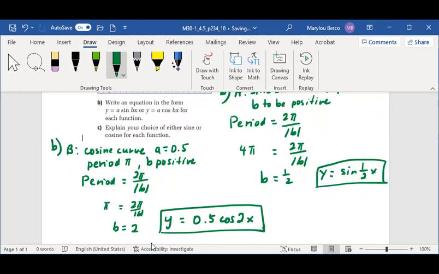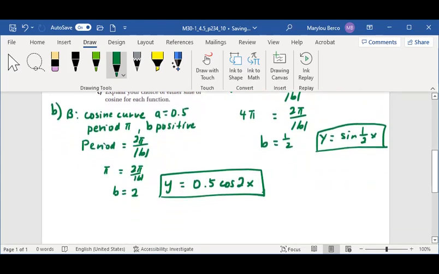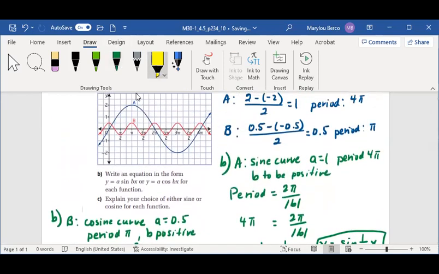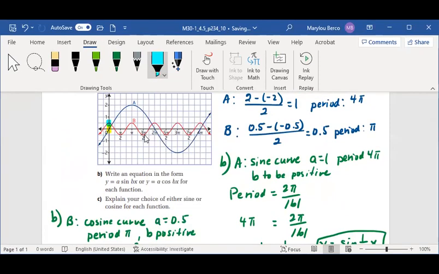Okay, part C. Explain your choice of either sine or cosine for each function. So if we take a look, for graph A, since it passes through 0, 0, the sine function is a better choice. And since graph B passes through 0, 0.5, right here we have a y-intercept, cosine is the better choice. So that's the explanation for those two.